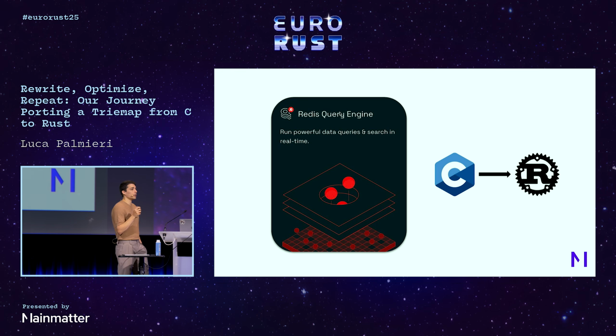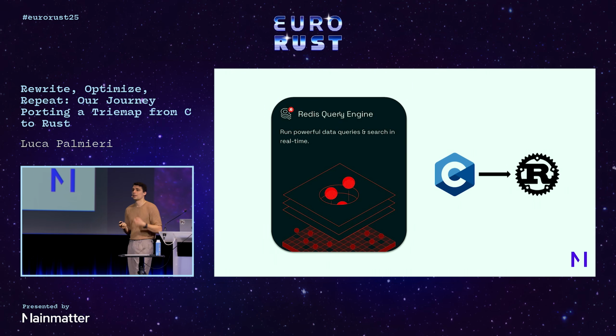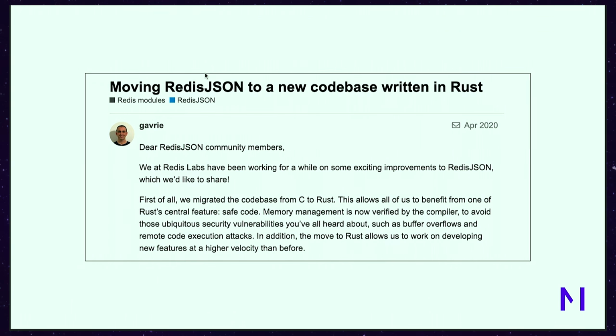Redis, as an organization, has decided that they want to migrate this code base from C to Rust. What that means and what that implies is that they want to get rid at compile time of memory safety bugs. They want to ship a product that is stable, that doesn't crash at runtime because a pointer is null or dangling or because you're accessing something out of bounds, thus improving the experience for people actually using Redis Query Engine.